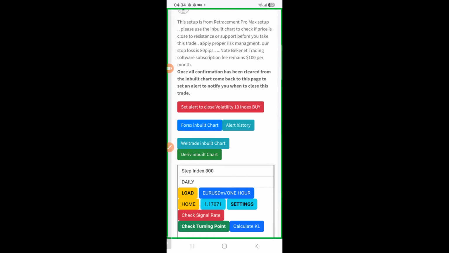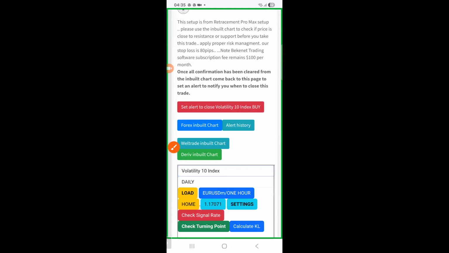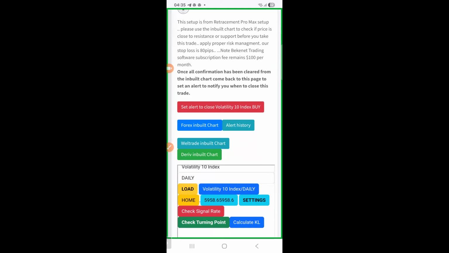Since I've tapped on it, it's going to show me all the detail. Here, I'm going to tap that place to put in Volatility 10. Look at Volatility 10 up here. I tap on it. You'll see something here: it's load. So I'm going to click on load. Very simple. I click on load, and it loaded Volatility 10. Then I click on settings.